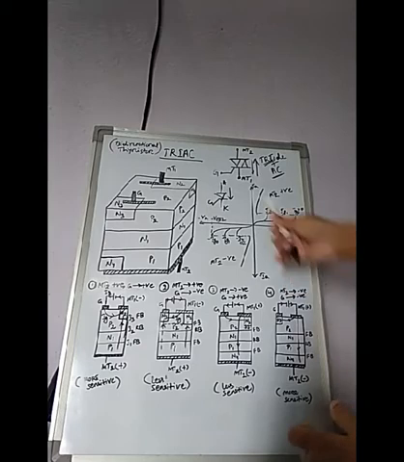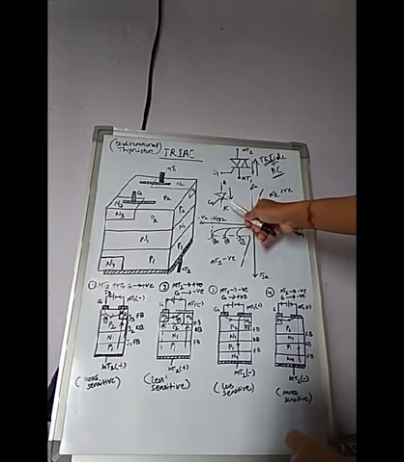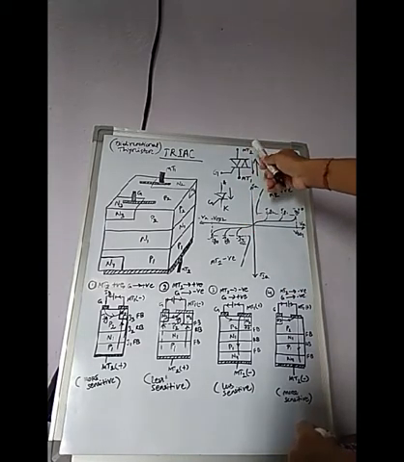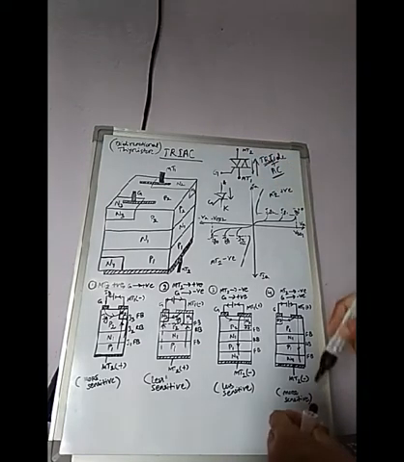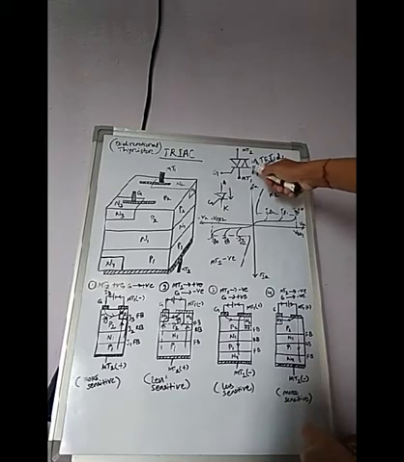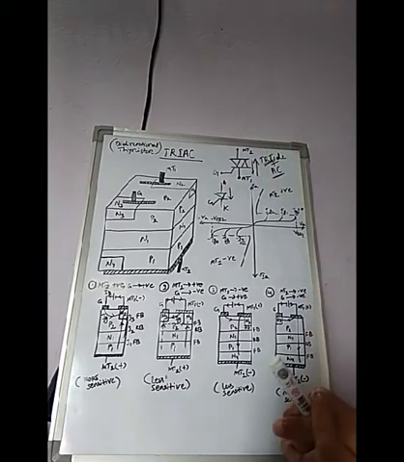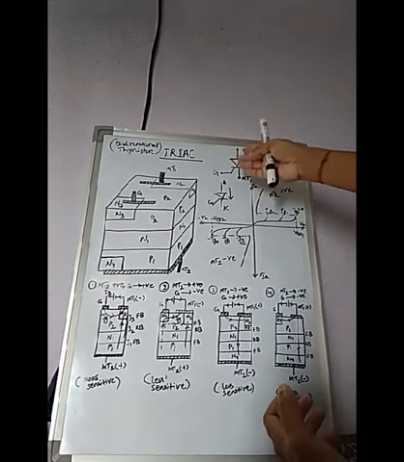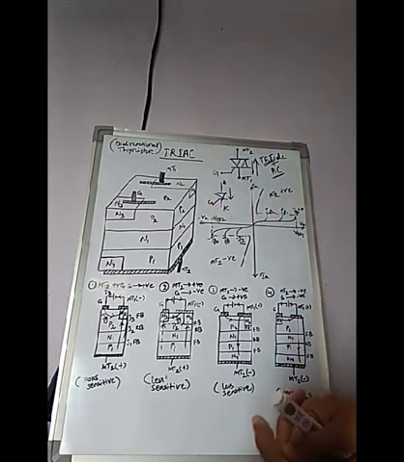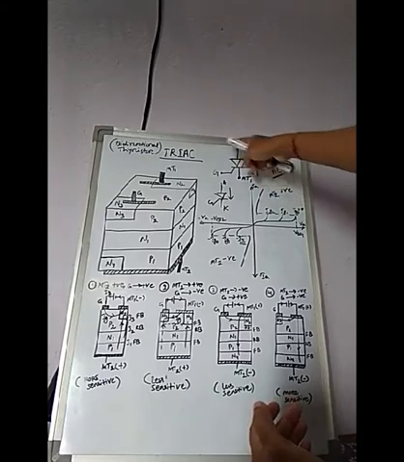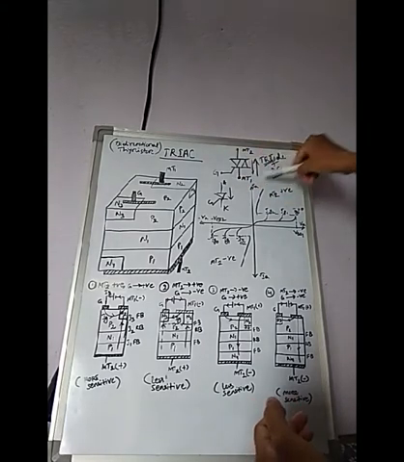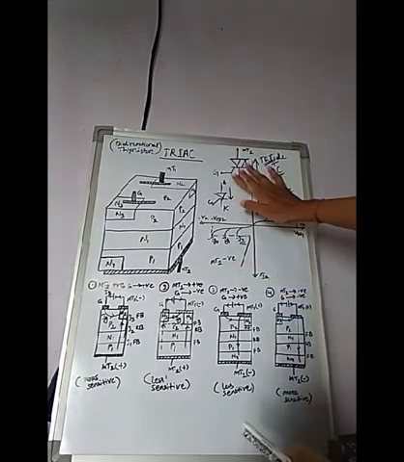See, this is an SCR symbol. But triac is what? It is the combination of two thyristors in an anti-parallel structure. So the triac is the equivalent of two SCRs connected in anti-parallel. This is the triac symbol.